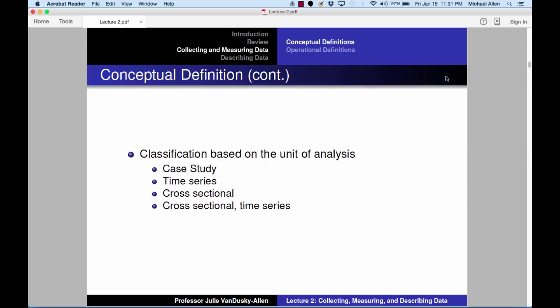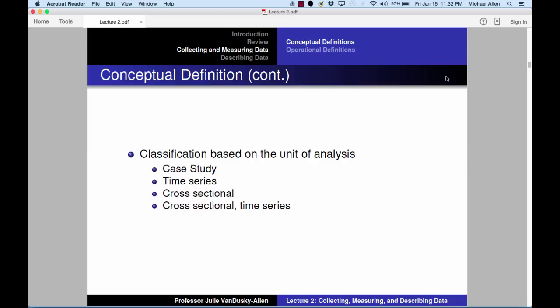After we identify our unit of analysis, we can classify our dataset based on our unit of analysis. Our dataset would be either a case study, a time series dataset, a cross-sectional dataset, or a cross-sectional time series dataset. If we only have one subject in our dataset in one time period, we would have a case study.